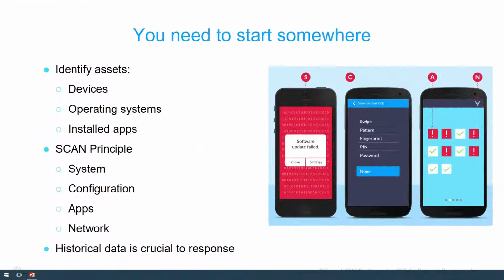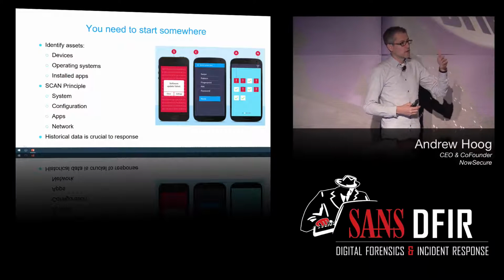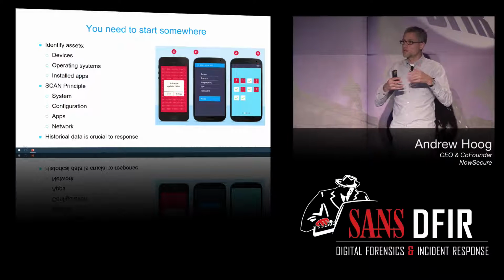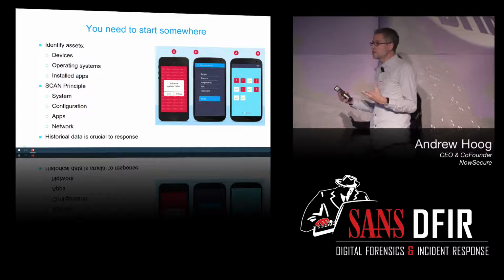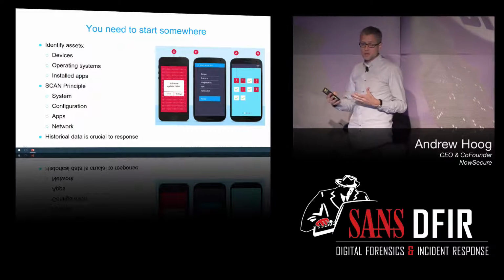And so we have this principle, we call it the SCAN principle. And we think these are the 4 areas that drive risk into mobile devices that are also things that can be measured. And the 4 areas are system, configuration, apps, and networks. So if you're able to go through and query each one of those and get security telemetry about those 4 domains, you can actually begin to build a profile of a device.